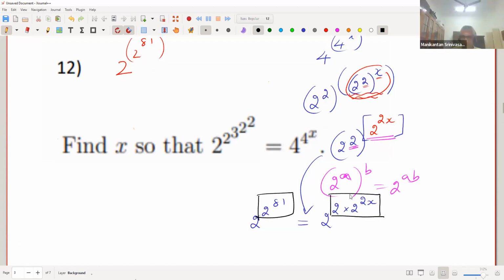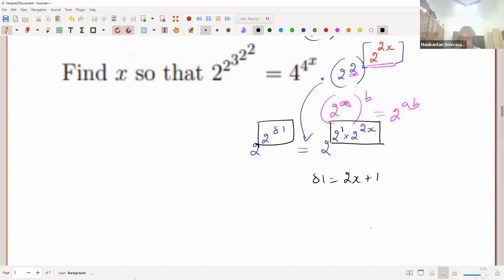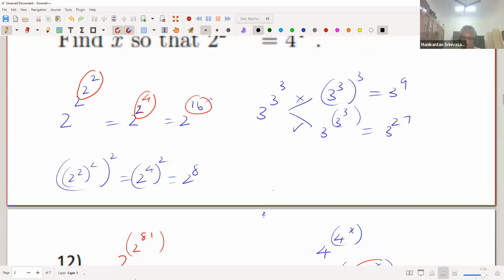Now from here it's easy. Therefore 81 must match this power, 2x plus 1. Whoever called out 40 is correct. I know Vishmita did, and 1 or 2 others also joined with 40. So x is 80 by 2, which is 40. Very well done, guys.